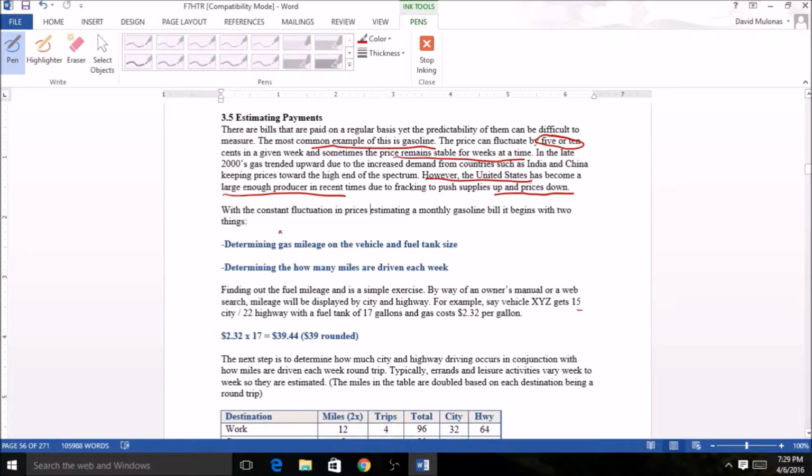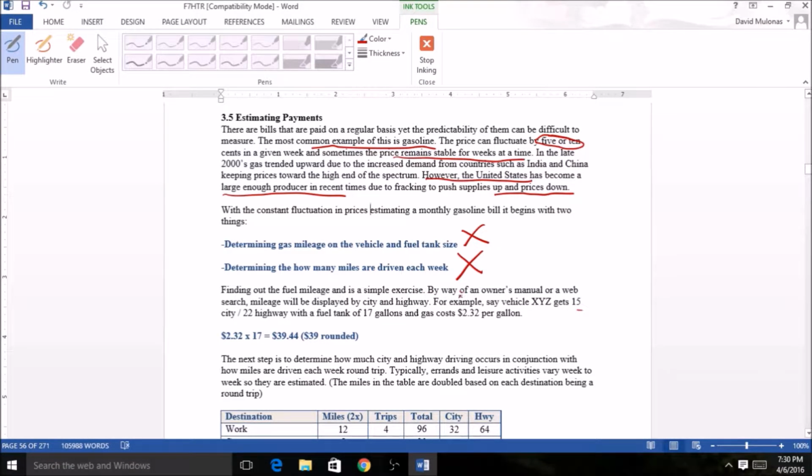So what we need to do here is determine the gas mileage and the fuel tank size of the car that you're driving, or what Jasper is driving, and how many miles are driven each week, because we are going to take this weekly cost and then fan it out for the year cycle and then see what it comes out to for a monthly cost.